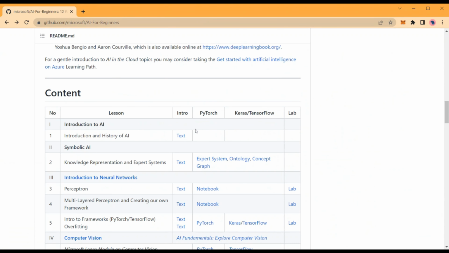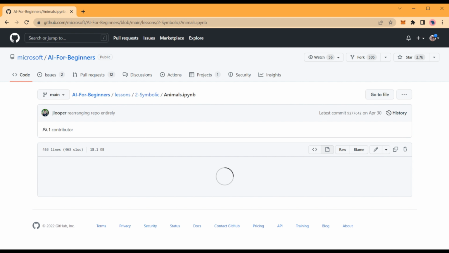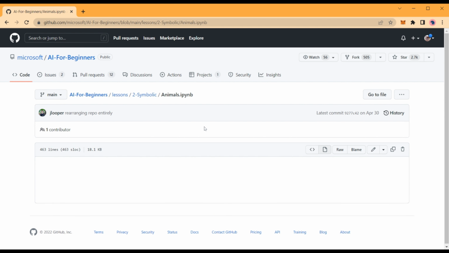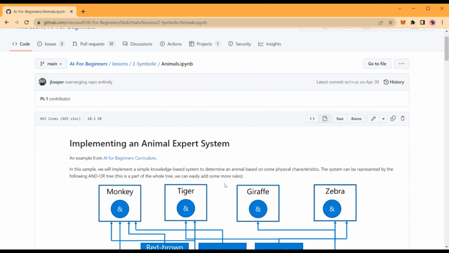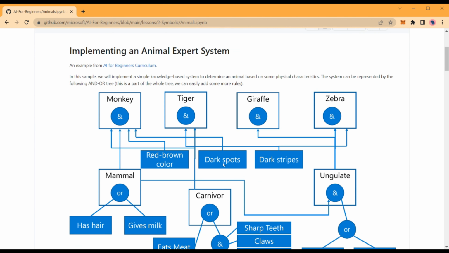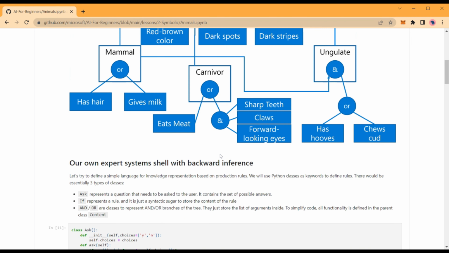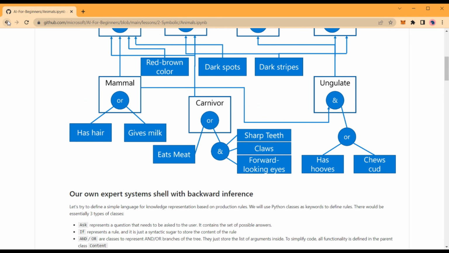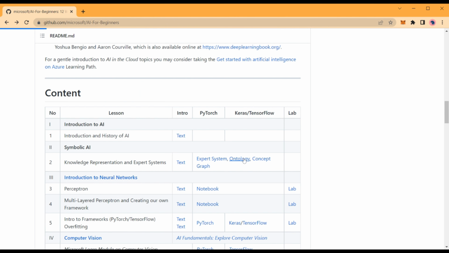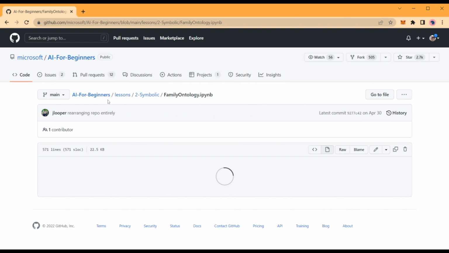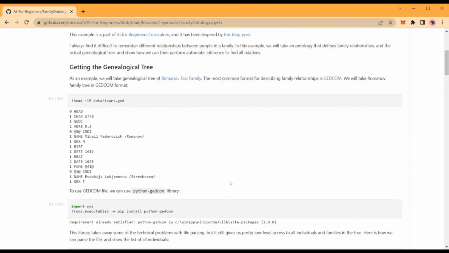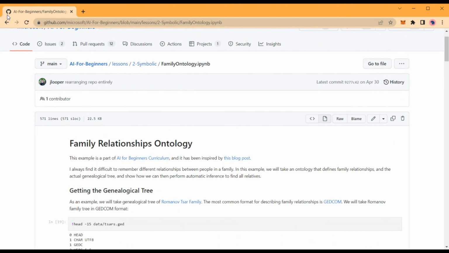Then getting back, we have expert system, ontology and concept graph. I will click on expert system. These are Python notebooks, written in a block format, so it will be helpful for you to follow accordingly, serially. Information is written and code is also written, so it will be helpful to follow, right? Then I have ontology, and I guess ontology is also a Python notebook. It is taking a bit of time to open, and here it is. These are structured, so it will be helpful for you to understand clearly.